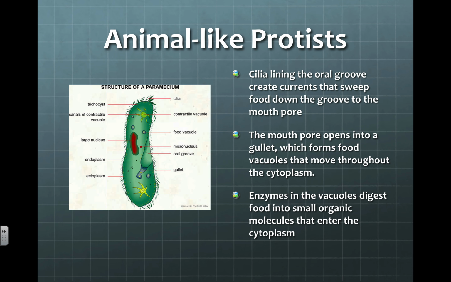So the food vacuole is forming off of the gullet, and they're capable of actually moving. There's one here, there's probably one here and here. Once they pinch off of that gullet, they can move throughout the body of the paramecium. There are enzymes in those vacuoles that digest the food into a lot smaller molecules, and the smaller molecules can actually enter into the cytoplasm.